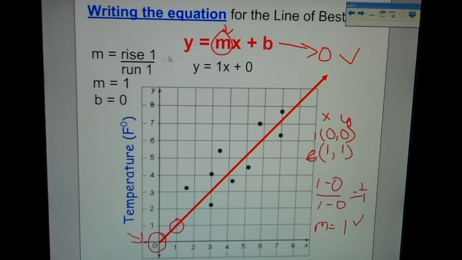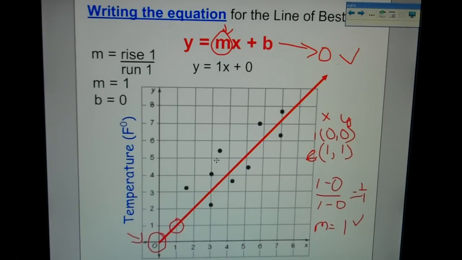And here we go. I've written it all over here. The rise was 1. I had to rise 1. I had to run 1 to get to my next point. So the equation of my line of best fit is y equals 1x plus 0. Or write it like an algebra student and it would just be y equals x.